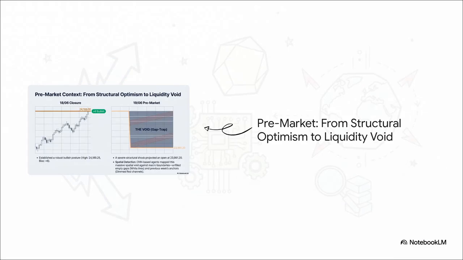Okay, so we're starting right at the scene of the incident. Think of it as a sudden, jarring transition from structural optimism straight into this visceral liquidity void. Just look at the pre-market gap down to 23,991.20. It was wild. I mean, on June 18th, we were sitting pretty with a robust bullish posture, closing with a +6 bias. But by the pre-market of the 19th, wow. Our convolutional neural network agents mapped a massive spatial void against our macro boundaries. The market essentially just vanished right into this gap trap.